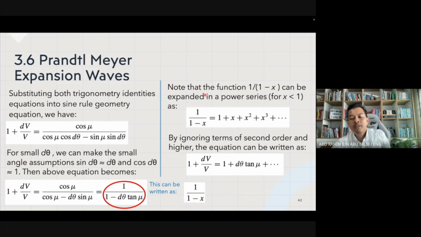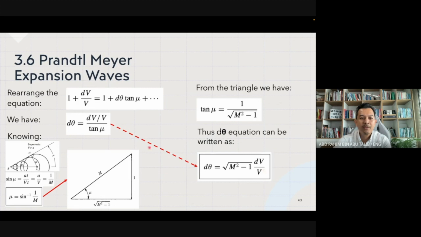And note that the function 1 over 1 minus x can be expanded in a power series for x less than 1. So you can have it in terms of a power series, and by ignoring terms of second order and higher, the equation can be written as this expression only. All right, rearrange that and rearrange this expression.